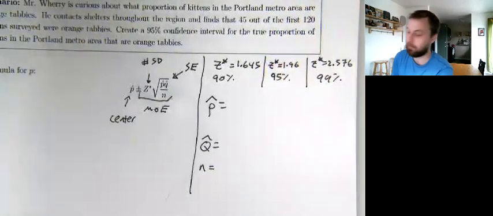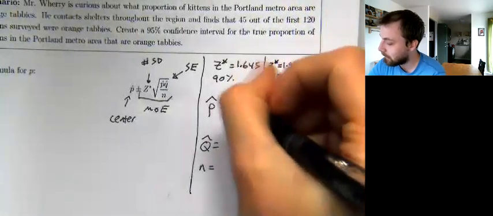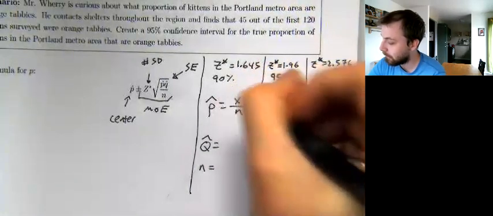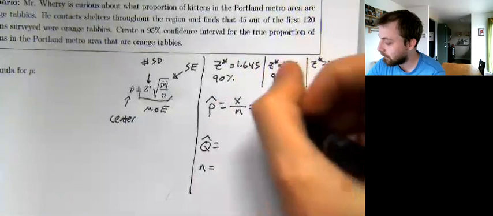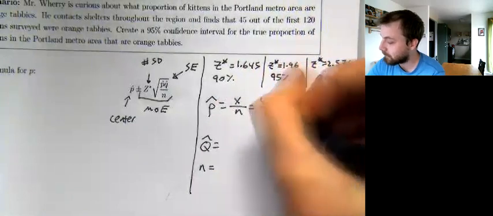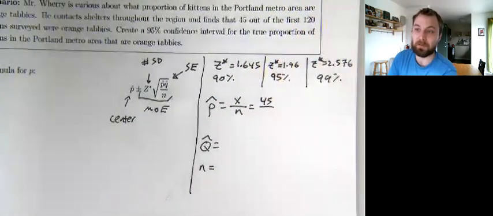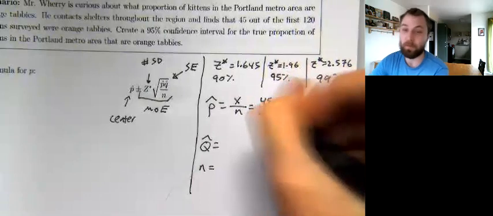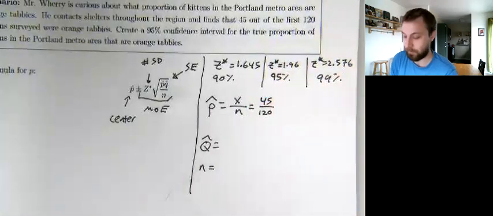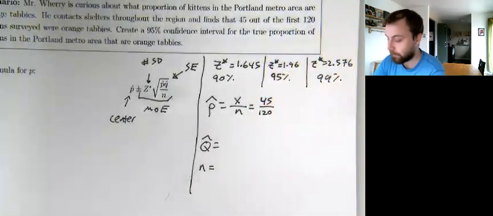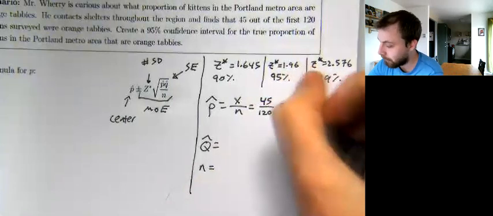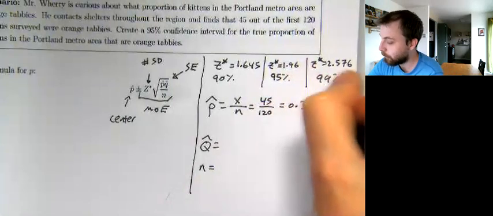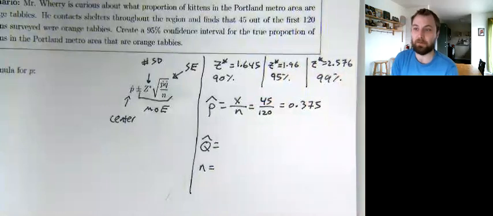I'm going to find my sample success rate by taking the number of successes divided by the number of trials. In this problem, I had 45 successes. This was about orange tabbies and cats in the Portland area. I sampled 120 cats, and out of the 120 cats, 45 were tabbies. When I type that 45 out of 120 into a calculator, this gives me a 37.5% success rate.